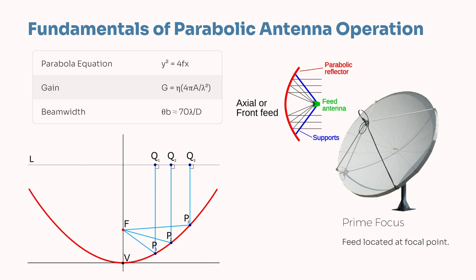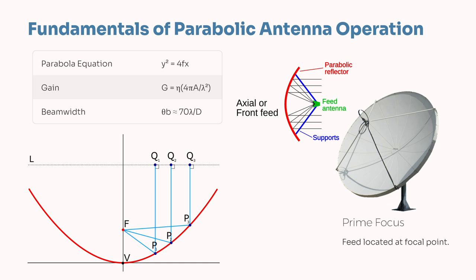Parallel rays and reflection. The blue lines show parallel rays approaching the parabolic reflector. These rays could represent electromagnetic waves, such as radio waves or microwaves, coming from a distant source. When these parallel rays hit the surface of the parabola, they are reflected towards the focal point due to the parabolic shape.